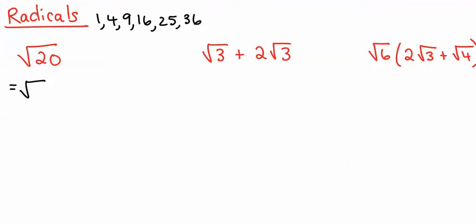So the square root of 20 is made up of the square root of 4 times the square root of 5. And we know the square root of 4 is 2. So the simplified version of root 20 is actually 2 root 5, which means 2 times root 5.